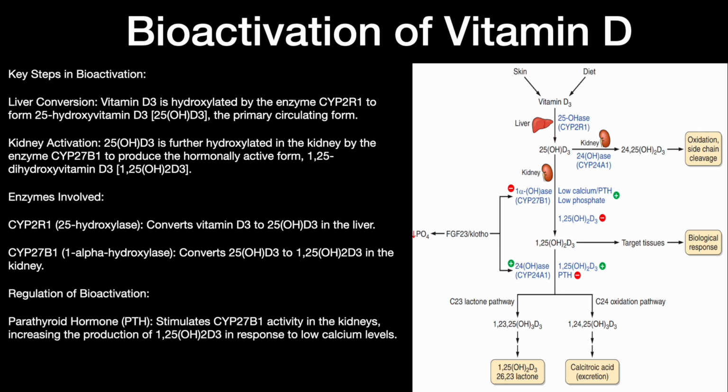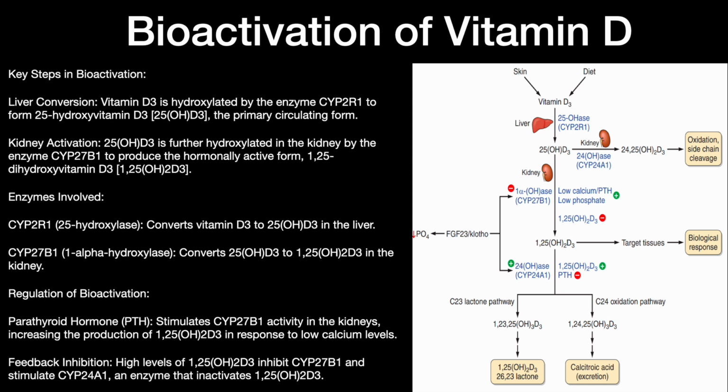Regulation of the bioactivation: parathyroid hormone has a very important role over here, which stimulates this CYP27B1 activity in the kidney, increasing the production of the active form, especially in response to low calcium levels. So these are the stimulants for 1,25-hydroxylation.